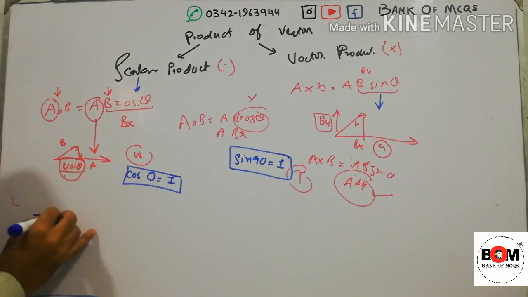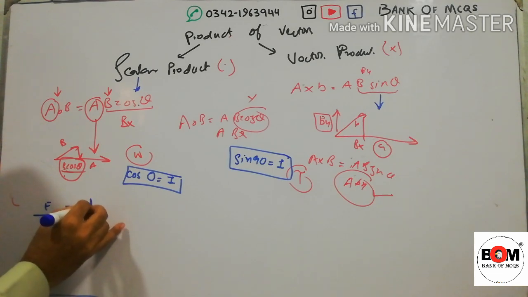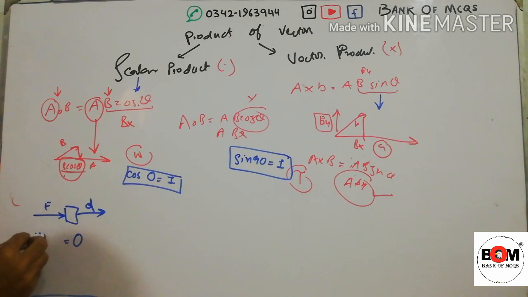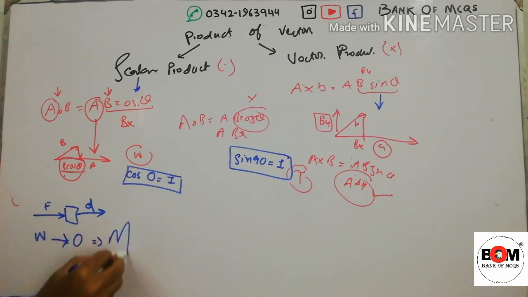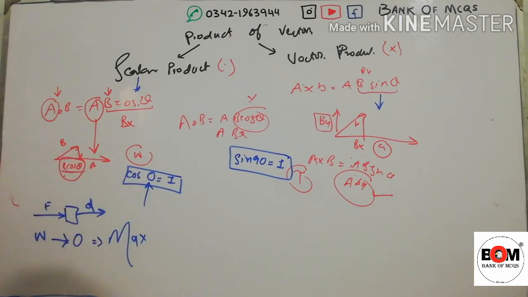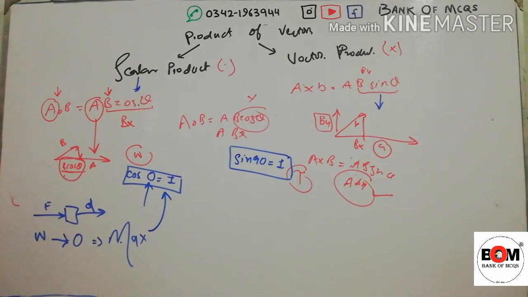Now in W, a force acts on a body and produces motion in its own direction, where the angle is equal to 0. If W is at angle 0, then the work is maximum. At angle 0, cos 0 is equal to 1. So W is equal to FD cos theta. So at angle 0, if the body gives us the maximum value, then we will use cos theta.